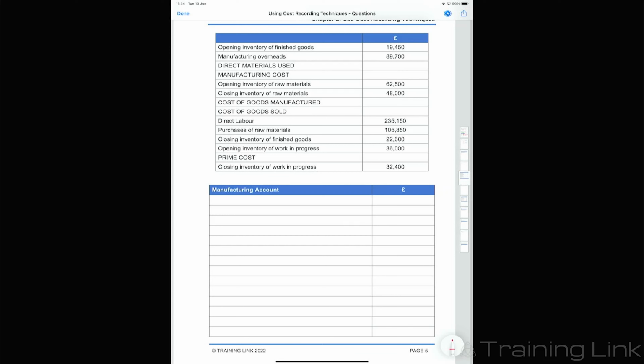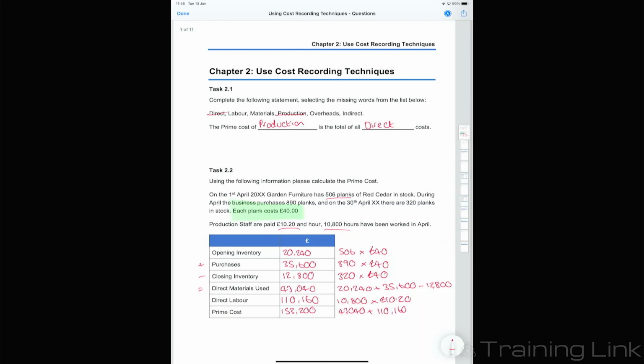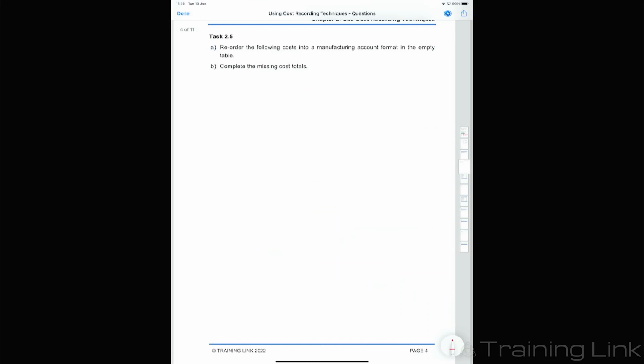Okay, so if we remember, the first thing that we had to do, step 1, was calculate the prime cost. And we know that the prime cost is our direct materials plus our direct labour. And if you remember when we went back to question 2, to get our direct material used, we had to look at our opening inventory, our purchases and our closing inventory, and this is based on raw materials. So that's where we're starting within this account.